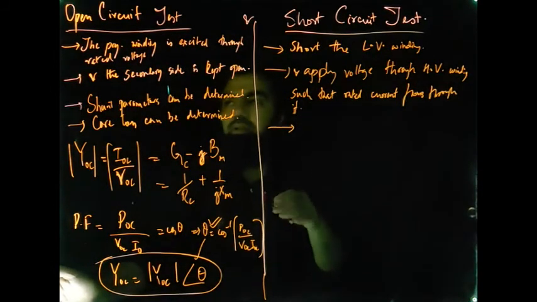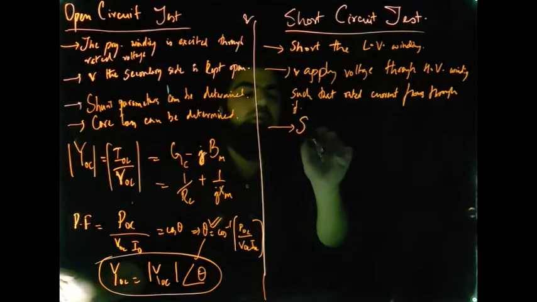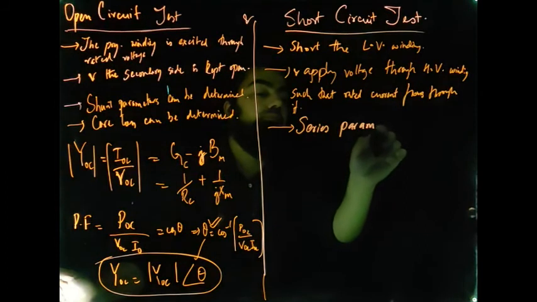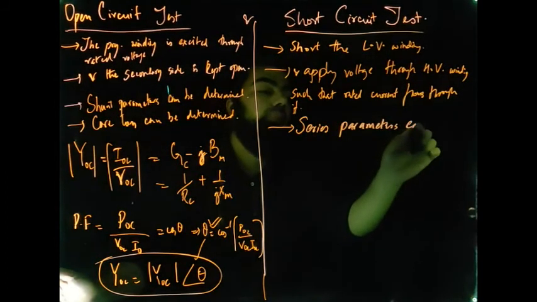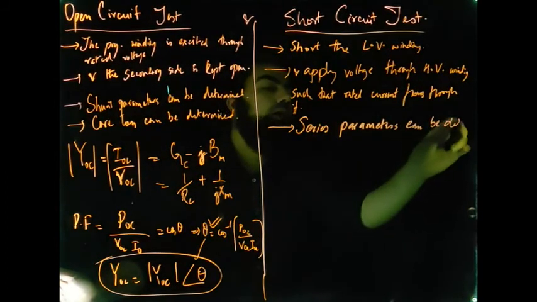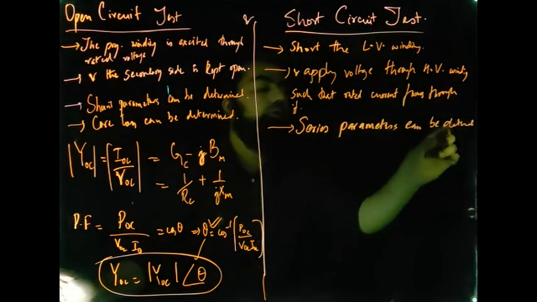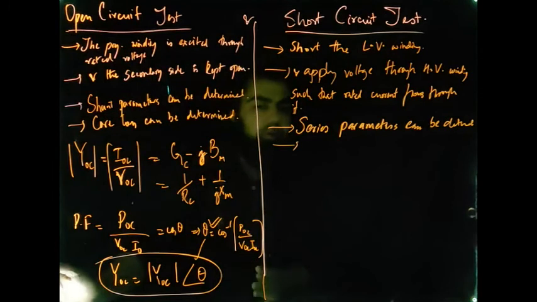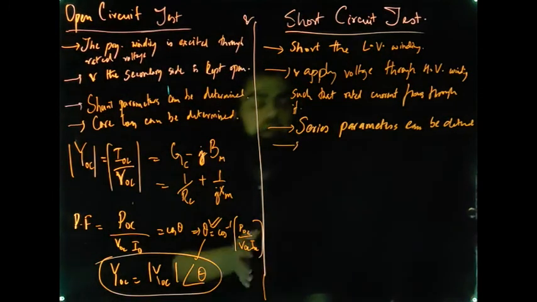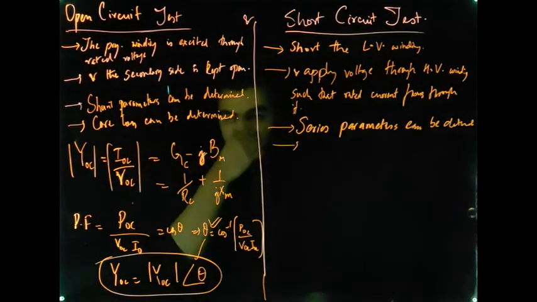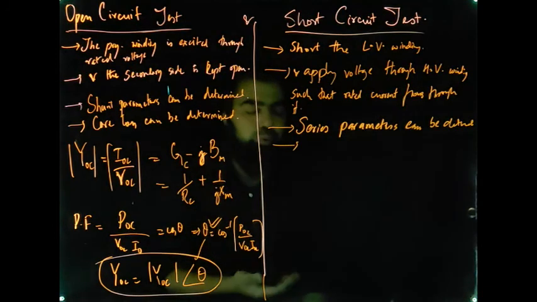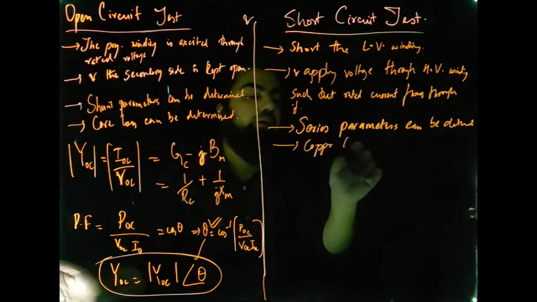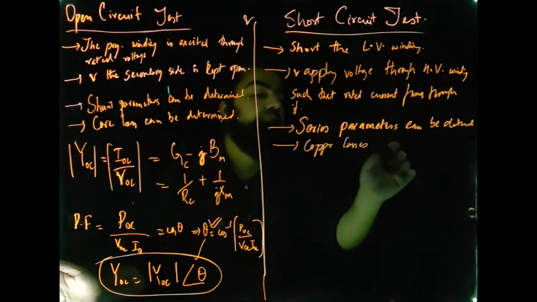So what this will give us are the series parameters. The series parameters we know are RP and RS, XP and XS. RP and RS contribute to the copper losses in the system. So copper losses can be determined using this test.